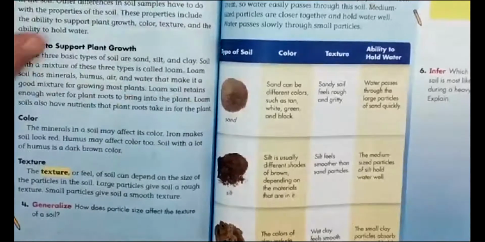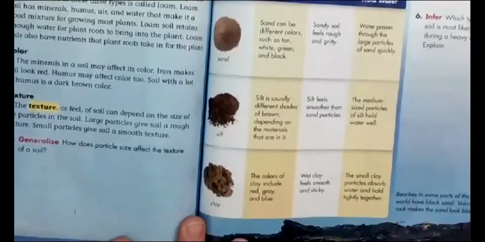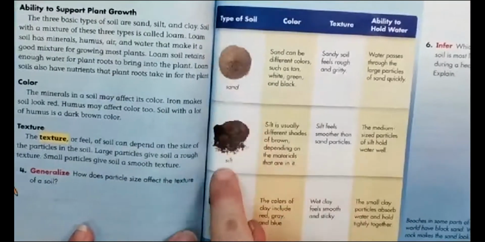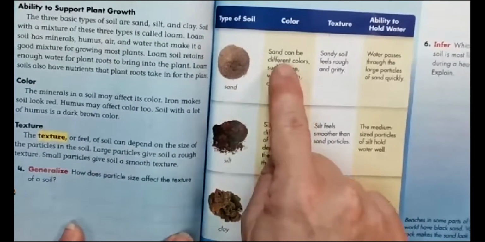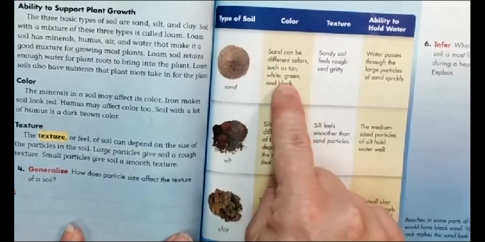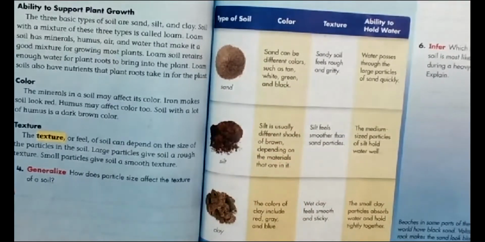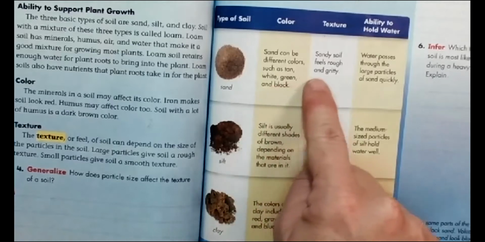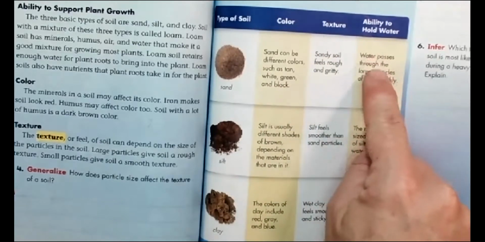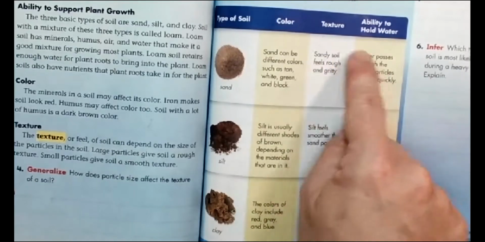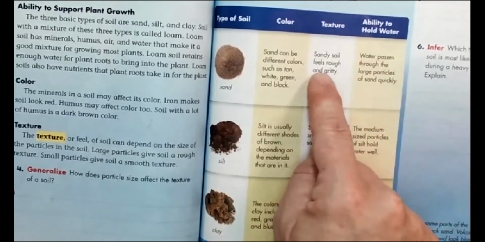And on page 221 here, you can see we have this really cool chart of the different types of soils. We have sand, silt, and clay. Sand can be different colors such as tan, white, green, and black. Silt is usually different shades of brown, depending on the materials that are in it. And the colors of clay include red, gray, and blue. Now the sand is very rough and gritty, and water passes through the large particles very quickly. This is not so great for growing plants in.